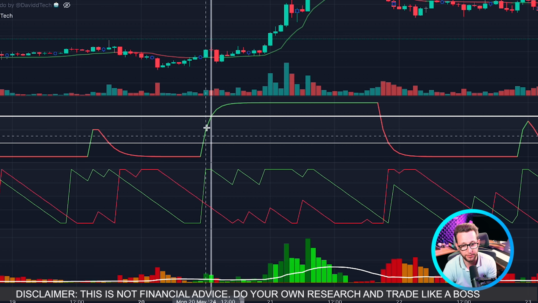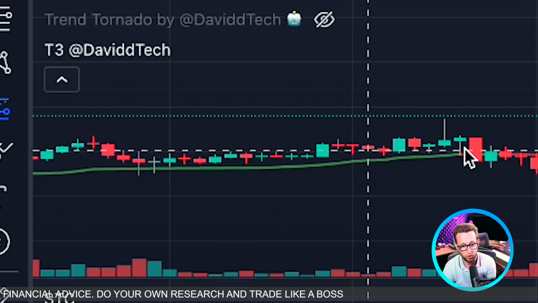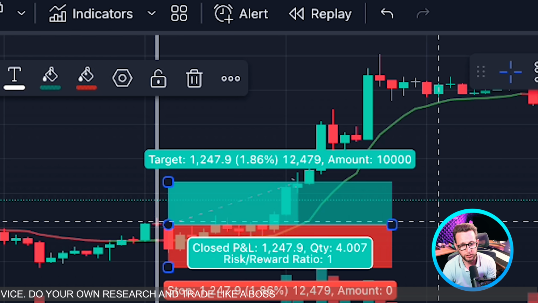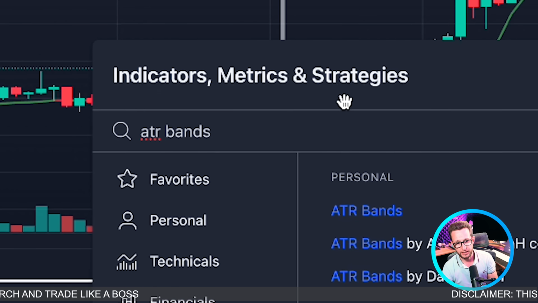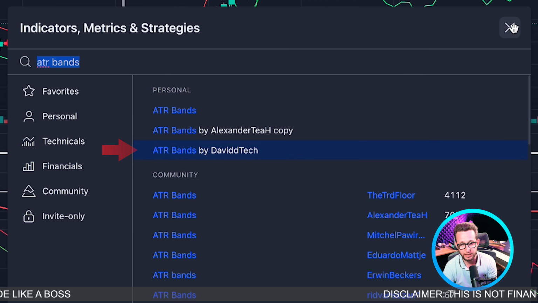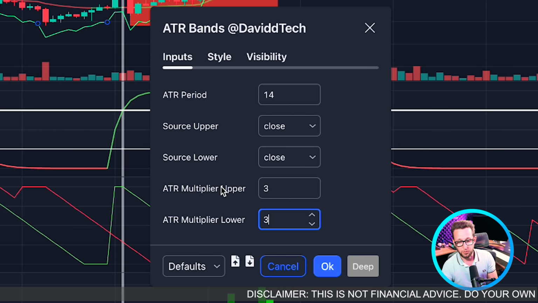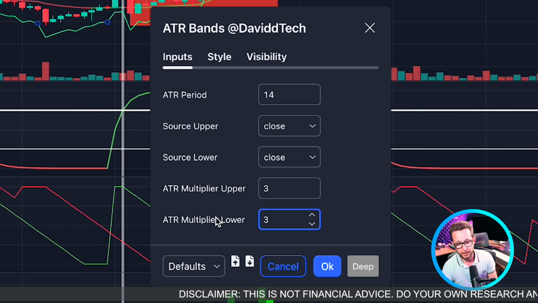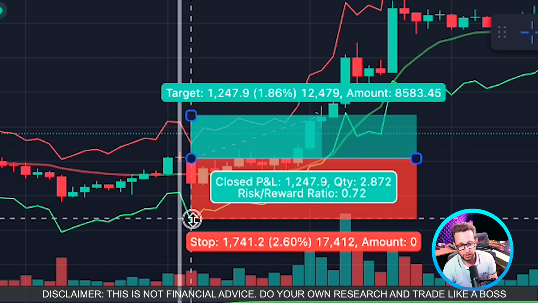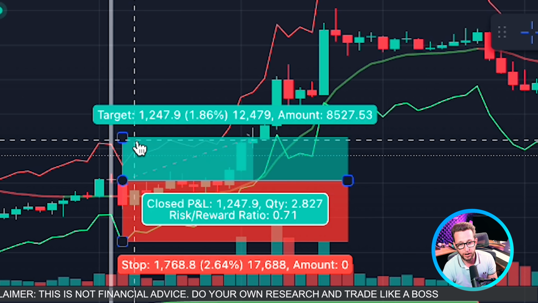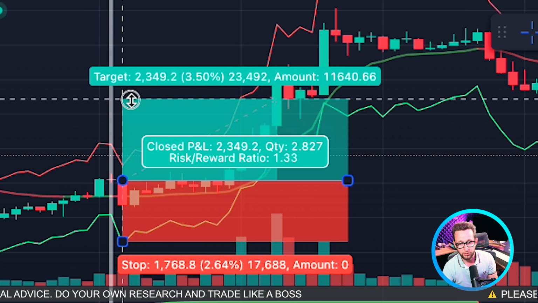As you can see, this entry still stands, which is great. We're going to get into a long on the following candle. Our entry would be just here, and then we're going to add the ATR bands by David Tick just here for our take profit and stop loss. We're going to set the ATR bands to a reasonable 3 on the upper and the lower multiplier. Then we're going to set our stop loss to the ATR band below, and we're going to be looking for a risk to reward on this trade of 1.3.